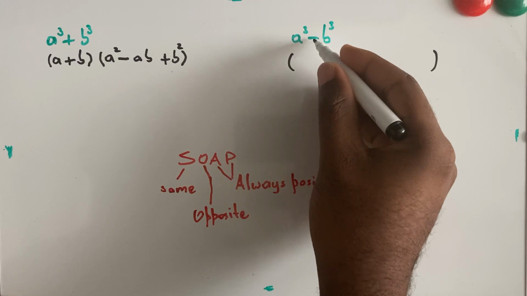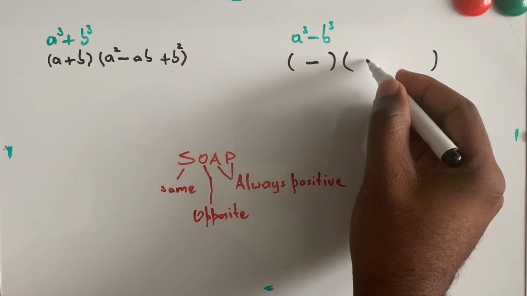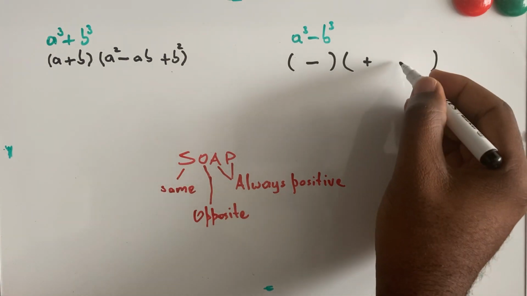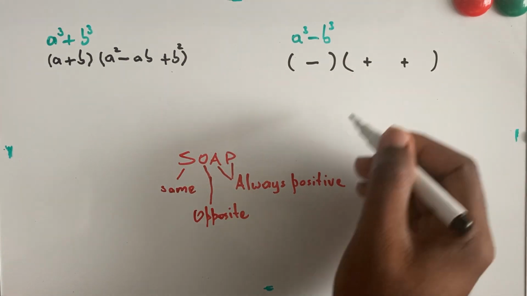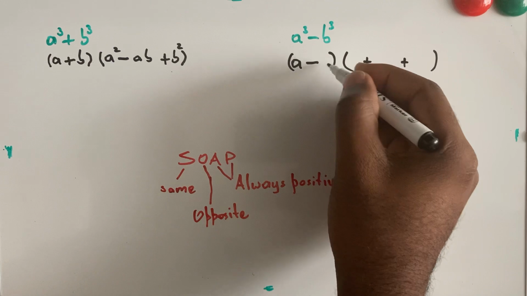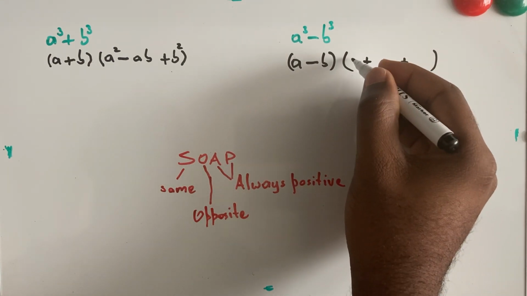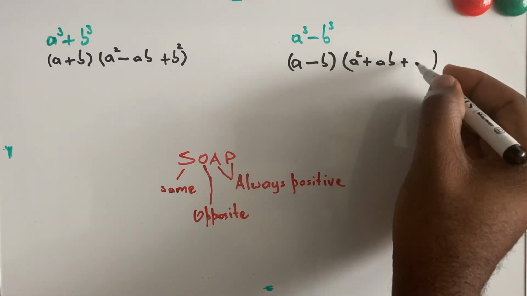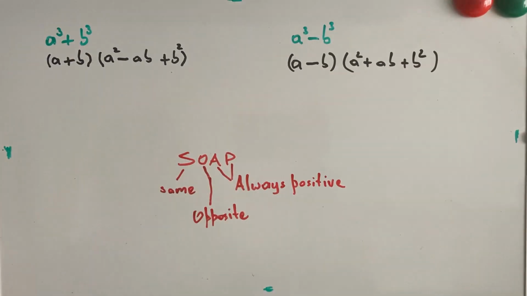Okay, same thing here. You just need to remember what I just said, right? So the first sign is the same as what you see there. The sign you have here will be the opposite of what you started with. Then the last one is always positive, okay? Again, a plus b, a squared plus ab plus b squared. That's it. Very easy to memorize, as you can see, okay? So we use SOAP. Same, opposite, always positive.